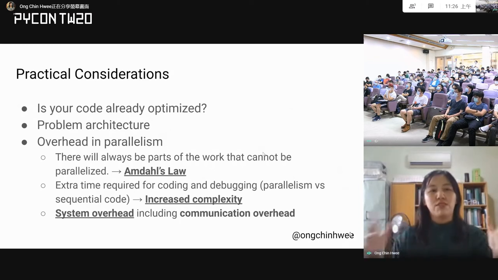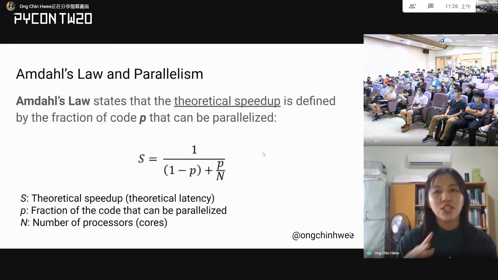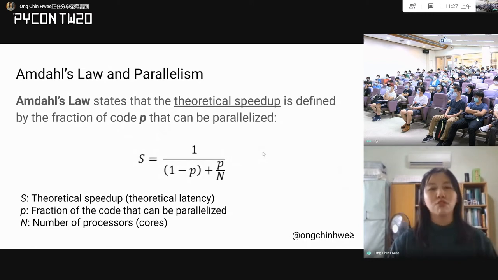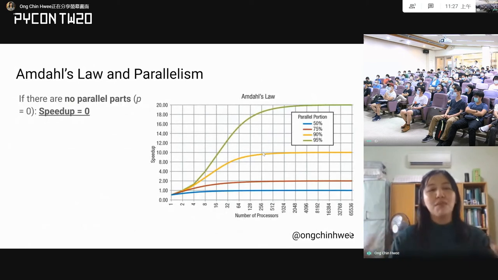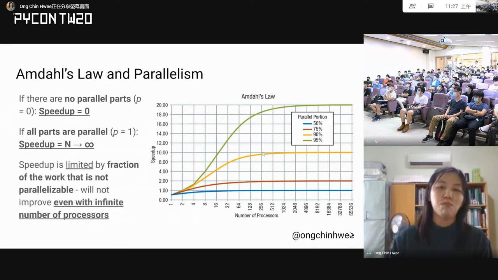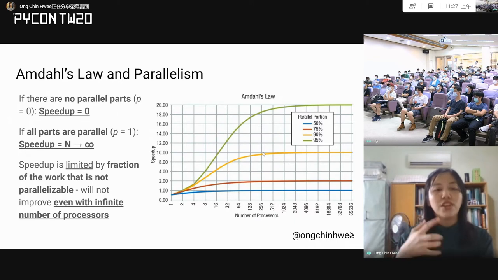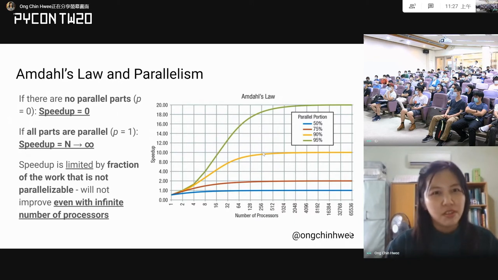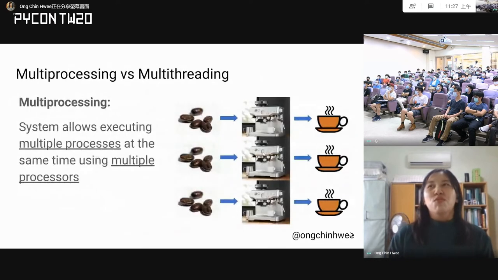So a bit about Amdahl's law. What exactly is Amdahl's law? Amdahl's law states that the theoretical speed up is defined by how much you can parallelize a code. I'm not going to go through the details, but this is the result of Amdahl's law. If you have no parallel parts, your speed up is zero. If all parts are parallel, then all is good. If I just add more processors, I'm going to get infinite speed up. But the problem is that the speed up is usually limited by the fraction of the work that is not parallelizable, and this will not improve even with an infinite number of processors. That's the limitation of using parallel processing.